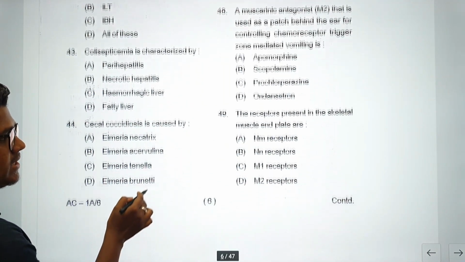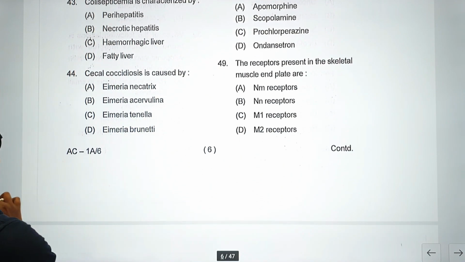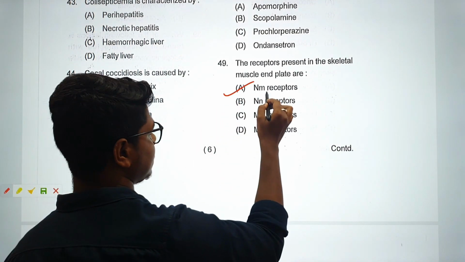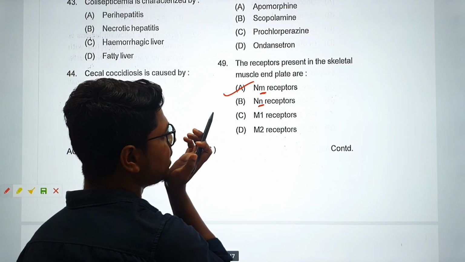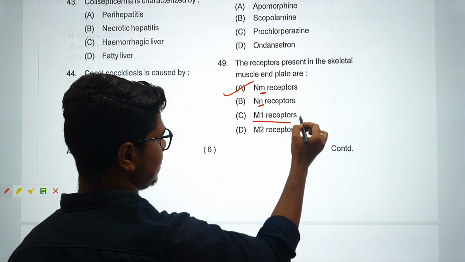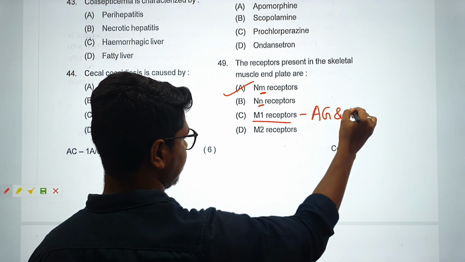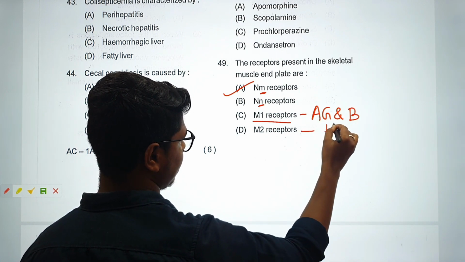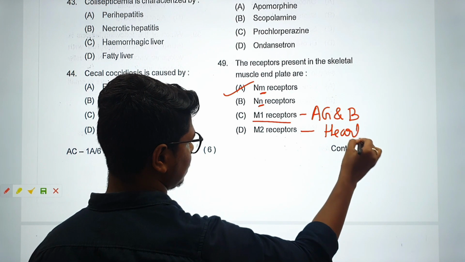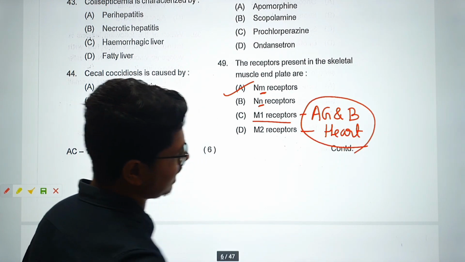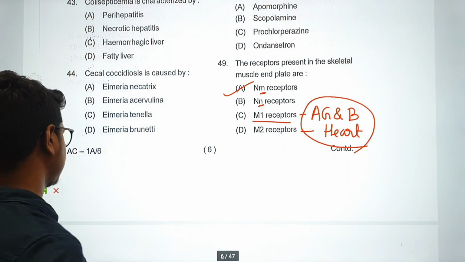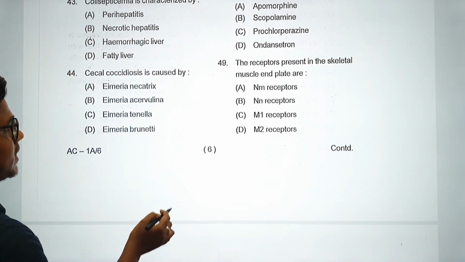Next, the receptors present in skeletal muscle end plate. M for muscle end plate, N for the neuronal end plate. M1 receptors are found in the autonomic ganglia and brain. M2 are basically found in heart. I already discussed this when I discussed the anticholinergics. In the anesthesiology series you will find this video.